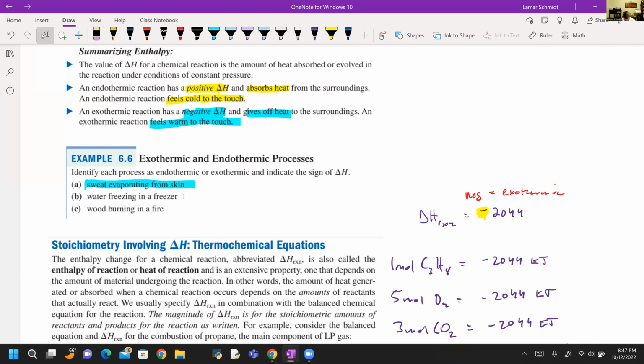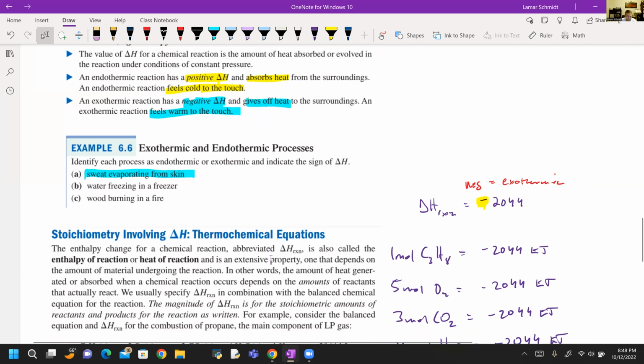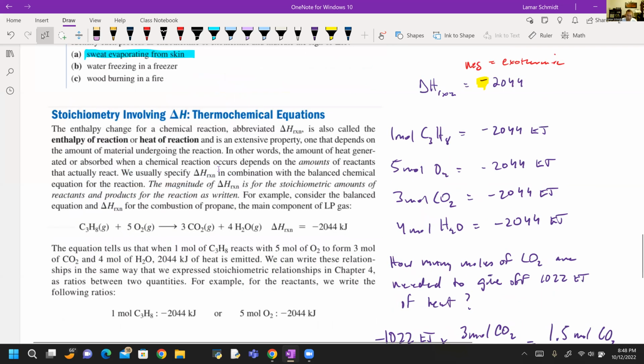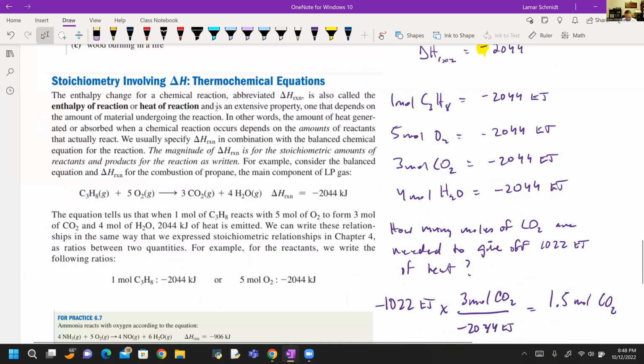And then lastly, we have the burning of wood in a fire. And when I told you anything that is burnt is going to be an exothermic reaction. And so just be aware of that. And then the last part that we have here is stoichiometry, your favorite topic, couldn't leave it out. Stoichiometry, also the enthalpy of a reaction, heat of a reaction, delta H of the reaction, that just tells us how much energy is gained or lost within a reaction. And then we can use stoichiometry here in order to account for certain things.